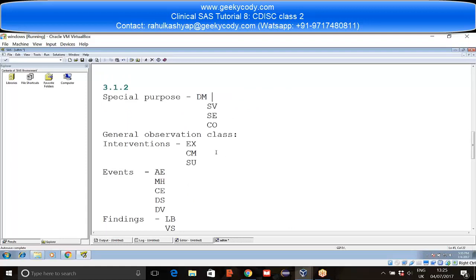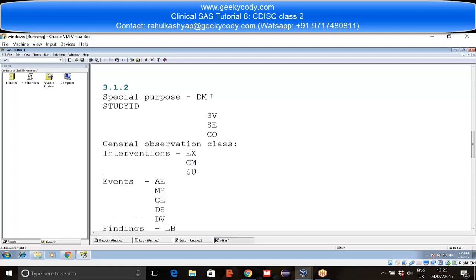Okay. Now in the DM domain, we'll have variables like study ID, domain, subject ID, which is nothing but unique subject ID, and site ID. For each and every site, they'll have one ID.